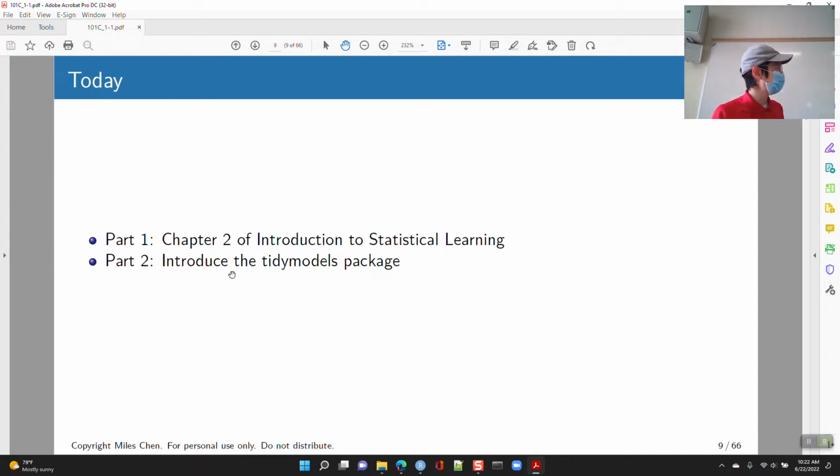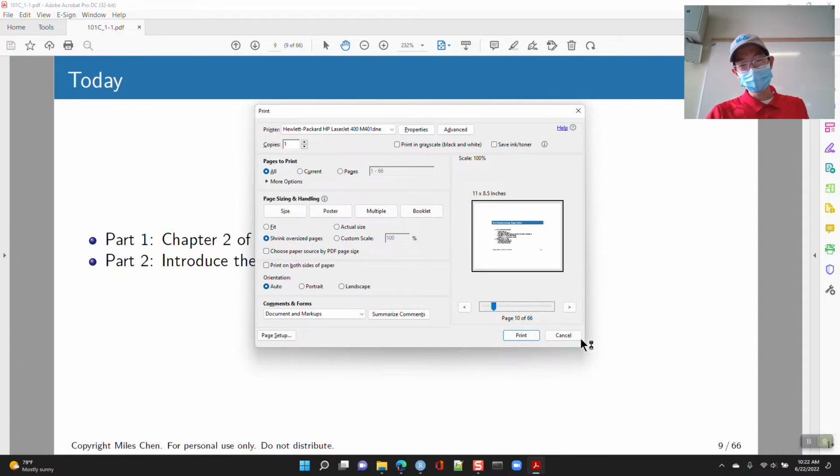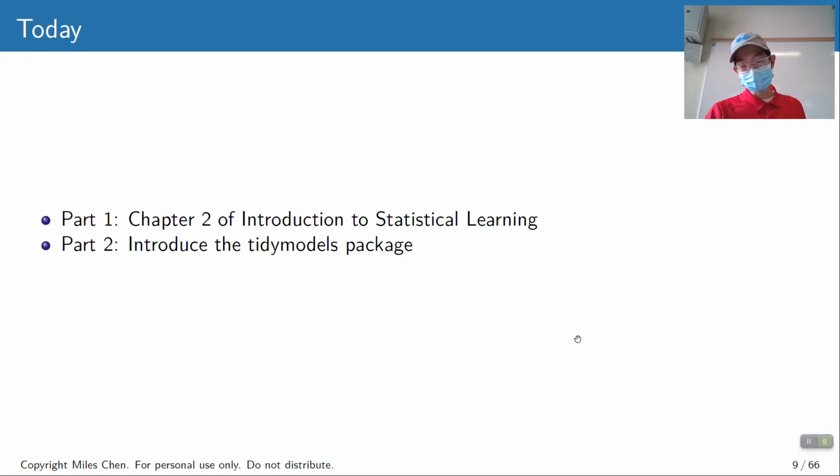And then I'll also introduce the Tidy Models package, and we'll go through this, and I want you to also take the time to read through those texts as well. There's going to be quite a bit of reading that you'll be needing to do.